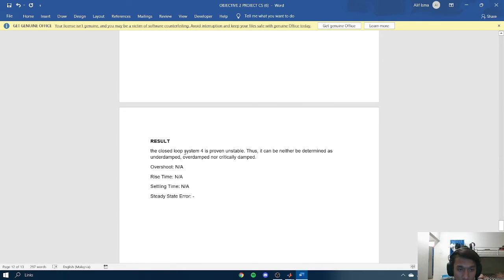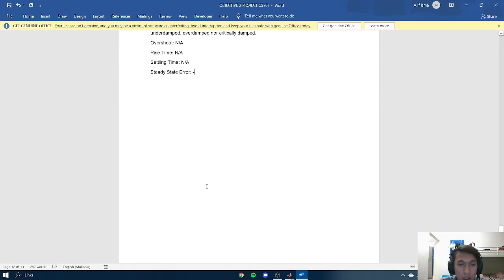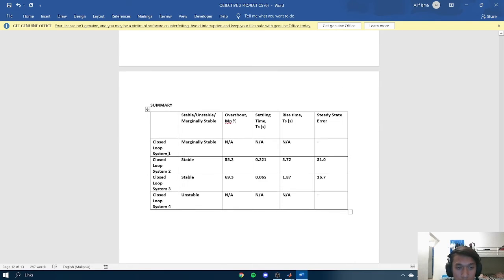So as a result, the closed loop system 4 is unstable. Thus, it can neither be determined as underdamped, overdamped, nor critically damped. So no overshoot, no rise time, no settling time, no steady state error. As a summary here, closed loop system 1 is marginally stable. Closed loop system 2 is stable. Closed loop system 3 is stable, and closed loop system 4 is unstable.